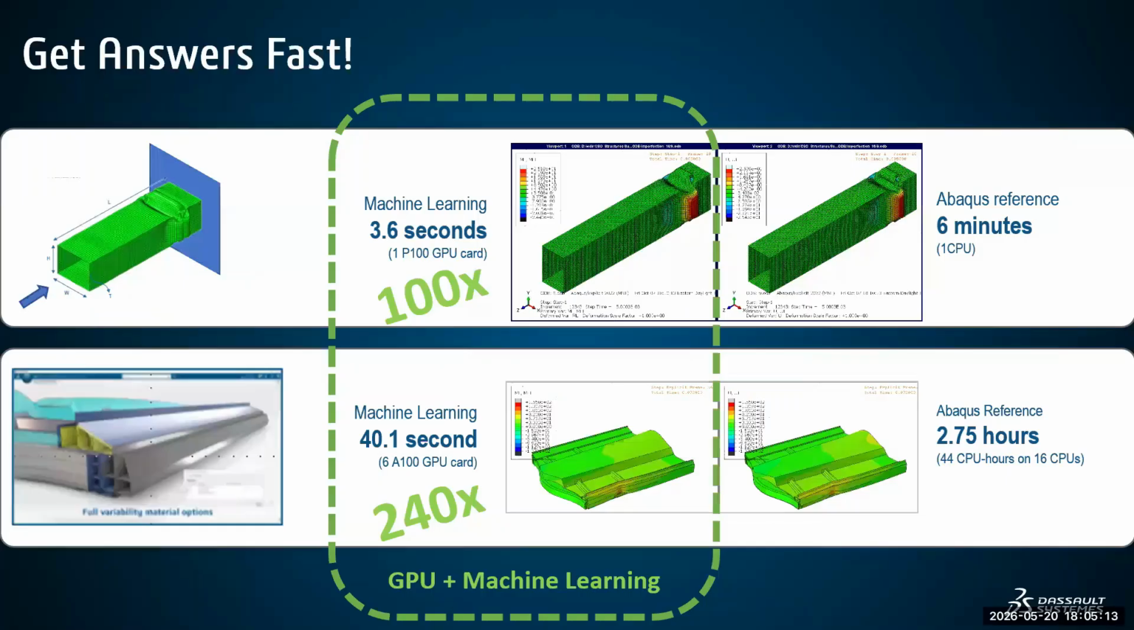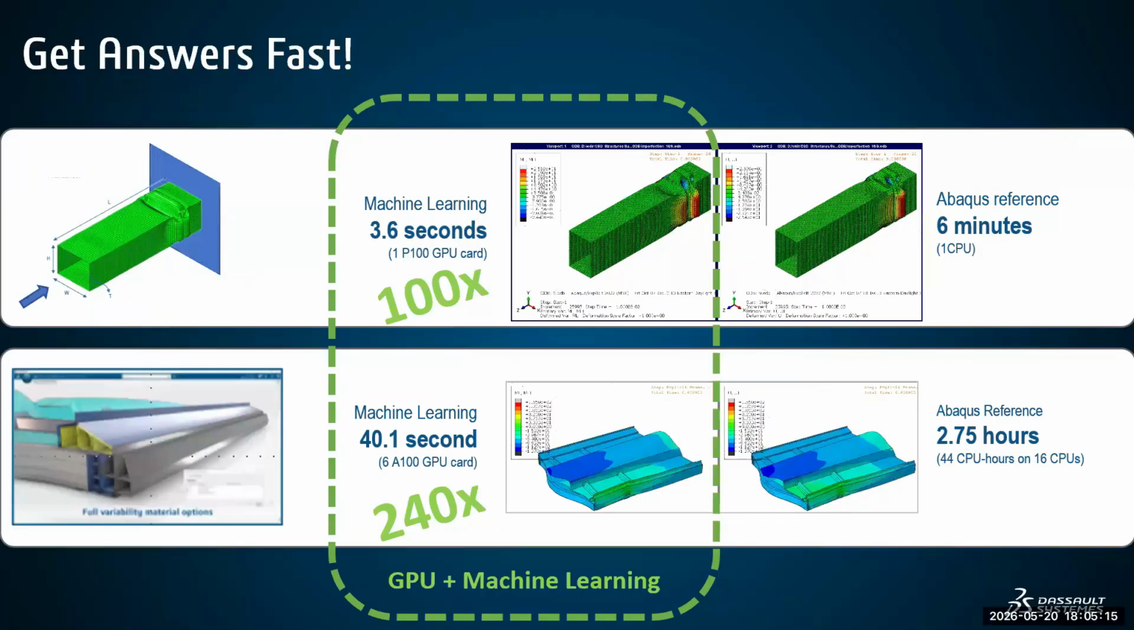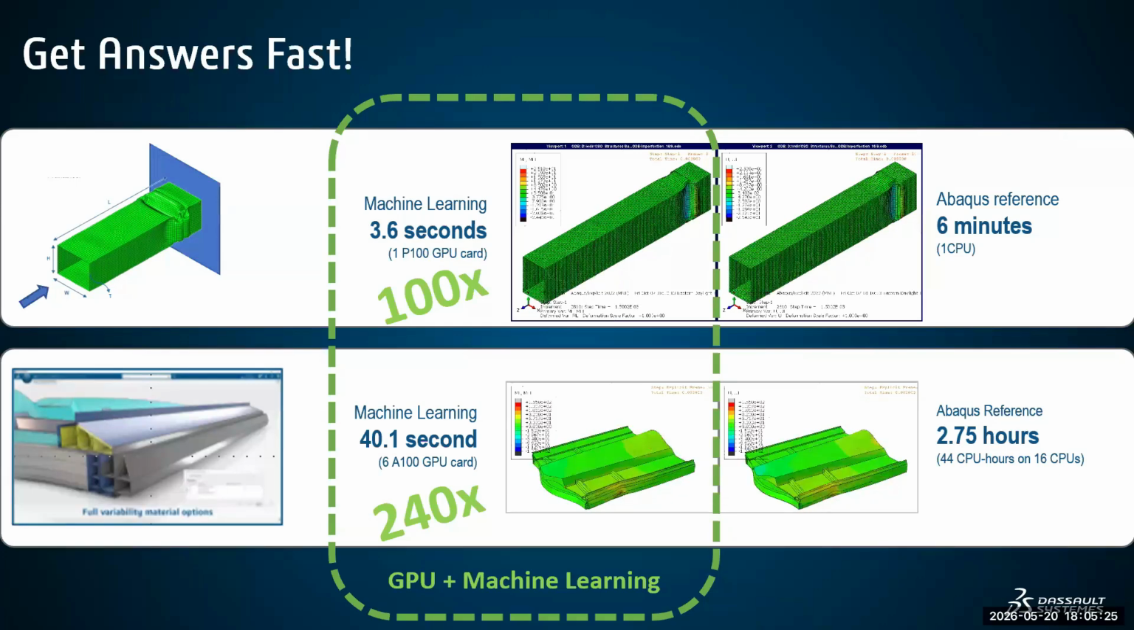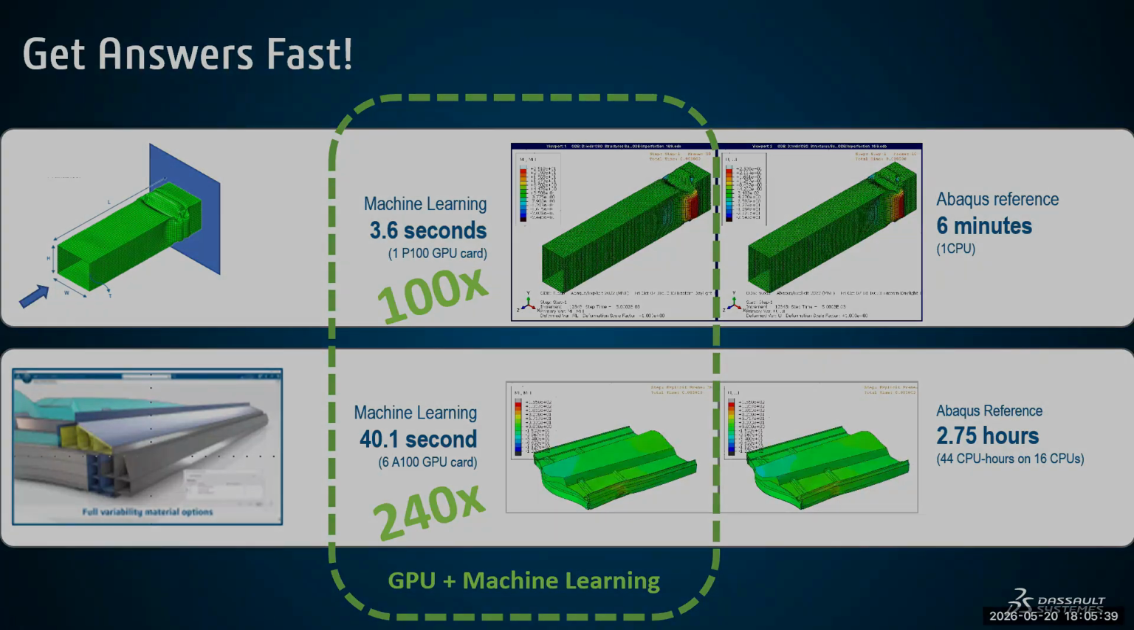To take the assembly, that's more impressive, I think, right? Where we're going from almost 3 hours on 16 CPUs, and we are on 6 GPUs up in the platform with machine learning, surrogate modeling, breaking that down to 40 seconds. That's mind-boggling to me. Think about how fast you can iterate now and try different design ideas and get that feedback much, much quicker.